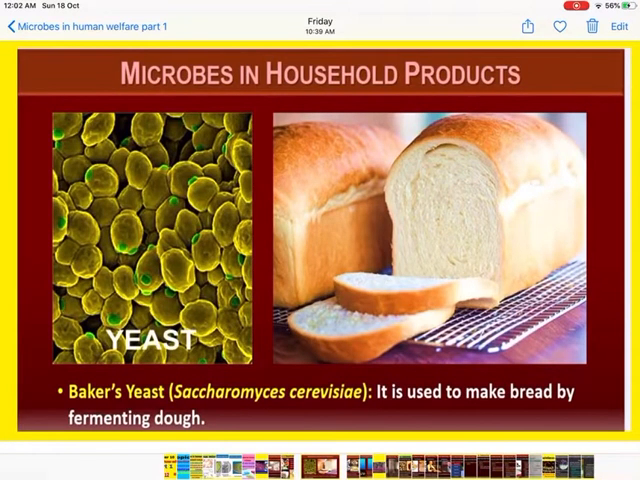Use the yeast. Name of the yeast is baker's yeast and scientific name is Saccharomyces cerevisiae. How is it useful? कहाँ यूज़ हो रहा है ये? It is used for making bread by fermenting the dough. डो को फर्मेंट कर दीजिए ईस्ट से और ब्रेड बना लीजिए, बहुत लाइट और अच्छा ब्रेड बनेगा.